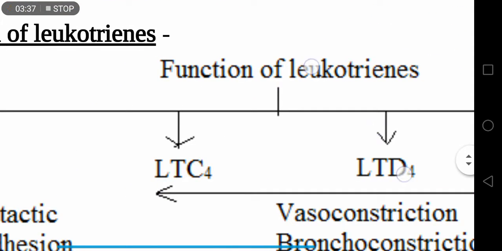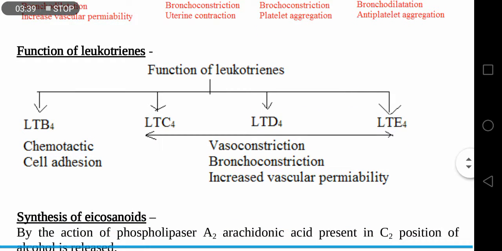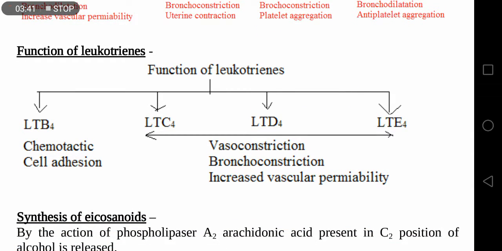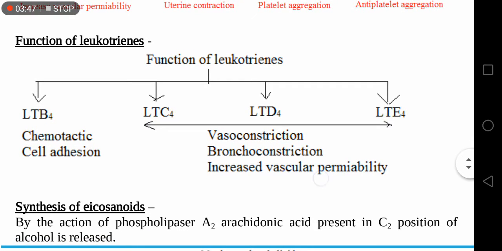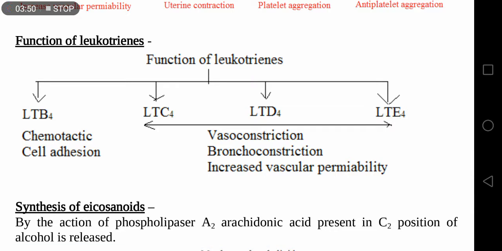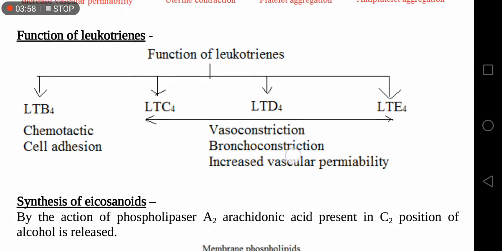Then the function of leukotrienes. Leukotriene B4 has a chemotactic function and a cell adhesion function. And leukotrienes C4, D4, E4 have the same function. They cause vasoconstriction, bronchoconstriction, and increased vascular permeability.